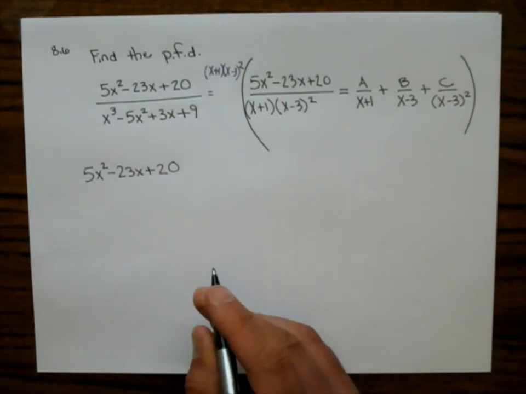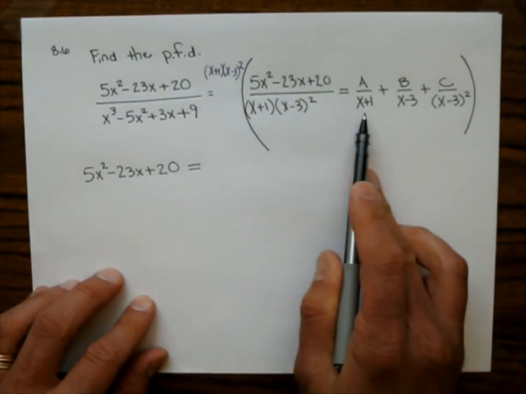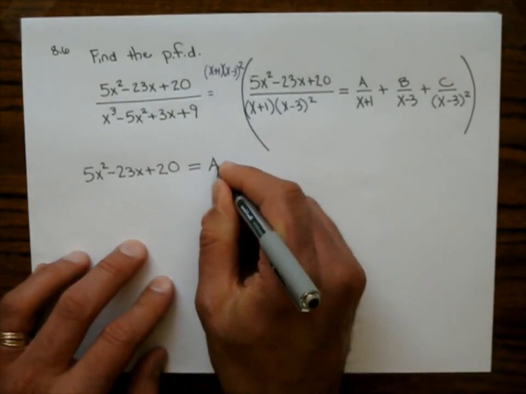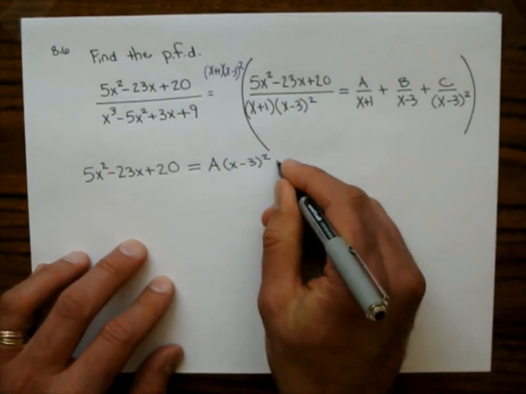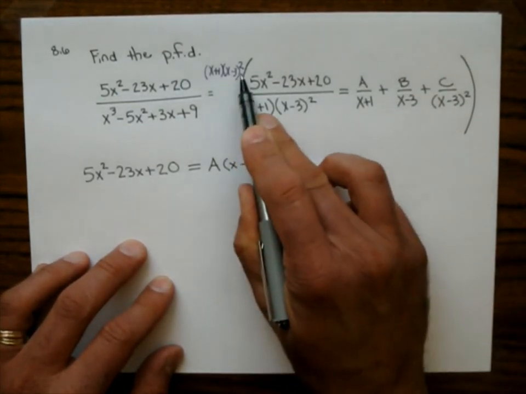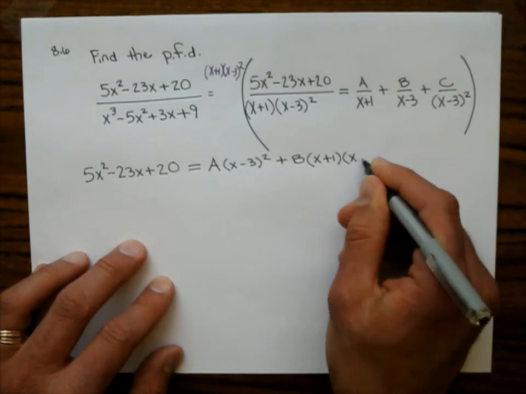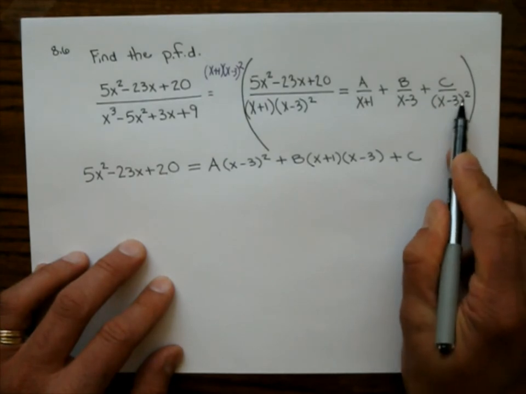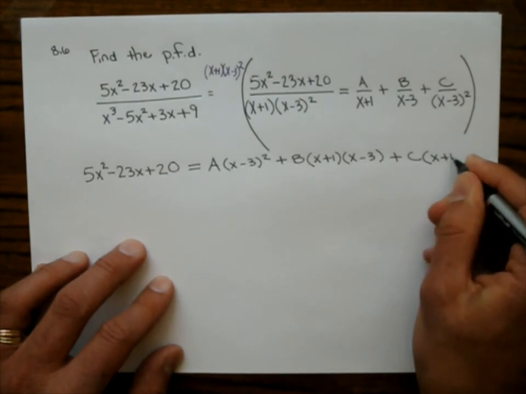Now on the right-hand side, all of those things canceled. The x plus 1 is going to cancel with that x plus 1, so I'll have A times x minus 3 squared. And then plus B, this x minus 3 is going to cancel with only one of those. And so I'll have B times x plus 1 times x minus 3. And then I'll have plus C, the x minus 3 squared cancels with that x minus 3 squared, and I'll have C times x plus 1.